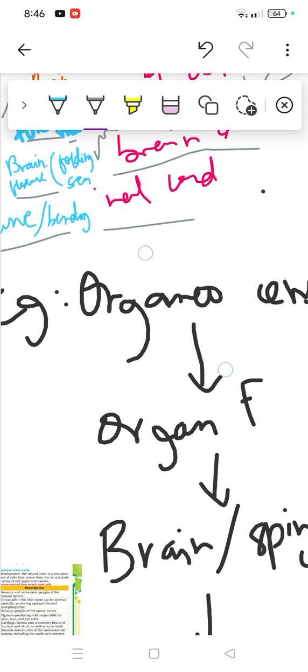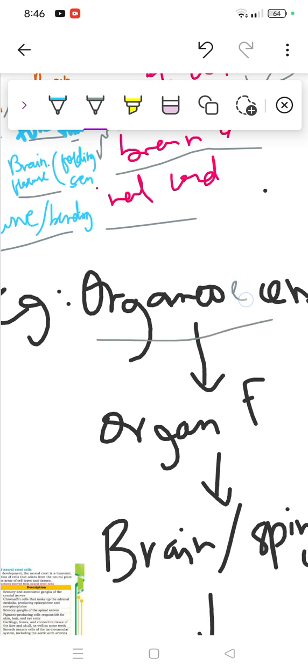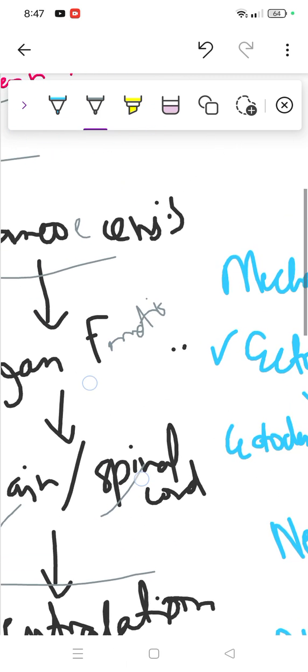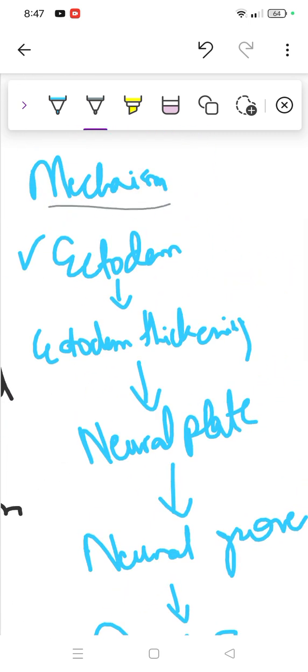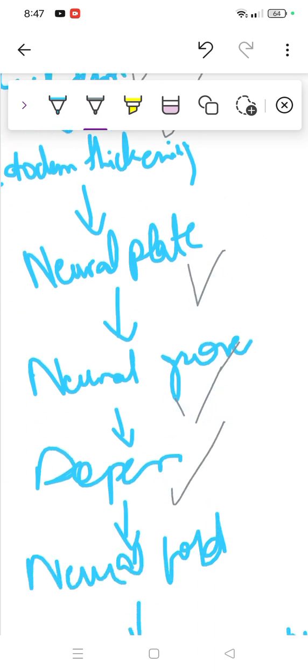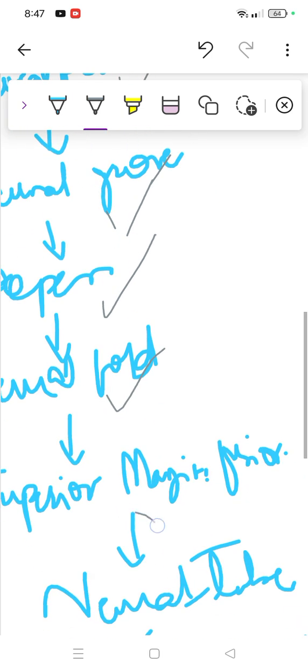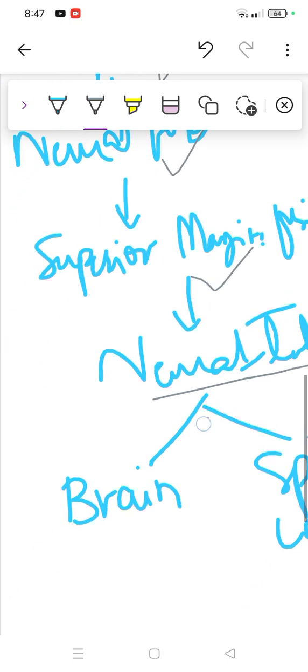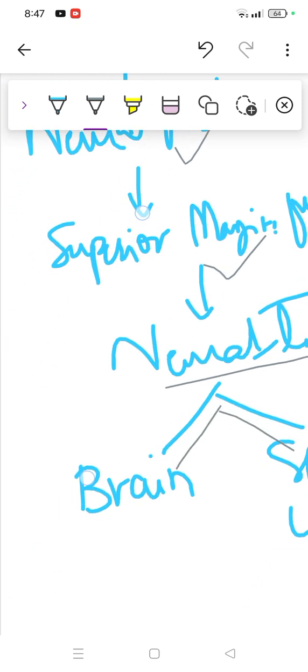Then organogenesis, which is simply the process of organ formation. So brain and spinal cord being formed is called neurulation, which was done. Then we saw the steps. The mechanism starts with ectoderm, then ectoderm thickening, then the neural plate, then the neural groove deepens, then the neural fold, then superior and margin fusion. Then we have the neural tube, which is divided into brain and spinal cord. Till here we were done.